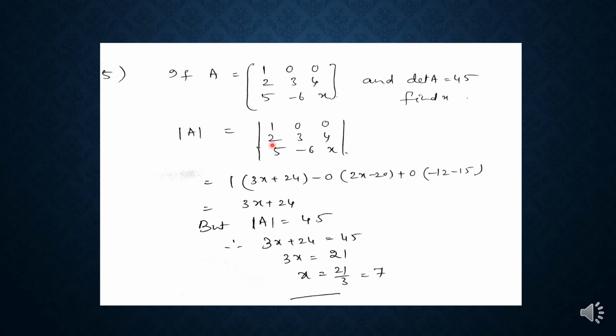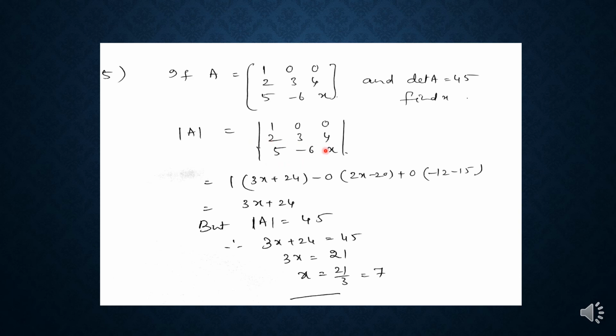Expanding this by the Laplace expansion, taking the first row: 1 into, eliminating this row and column, we get the determinant 3, 4; minus 6, x. The determinant of that is 3 into x, 3x, minus 6 into 4, minus 24, so 3x plus 24. Then 0 into something is 0. By taking the 0 column and row, we get 2, 4; 5, x.